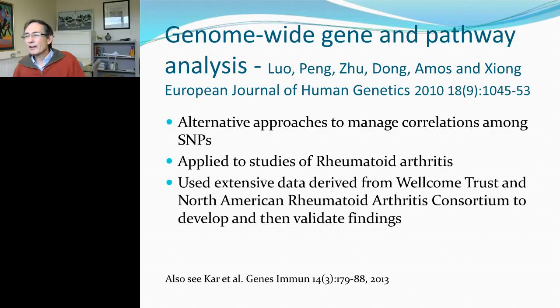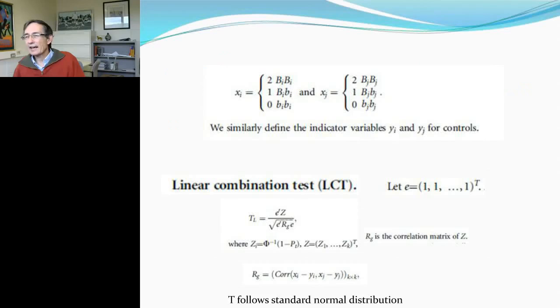As examples, we've also applied genome-wide gene and pathway approaches. My colleagues and I developed another set of methods that manage the correlations among SNPs. Rather than picking the most significant SNP, we used a combination of all of them. And the nice thing about these studies is they took advantage of multiple data sets in rheumatoid arthritis, so one could build a model in one data set and validate it in the next.